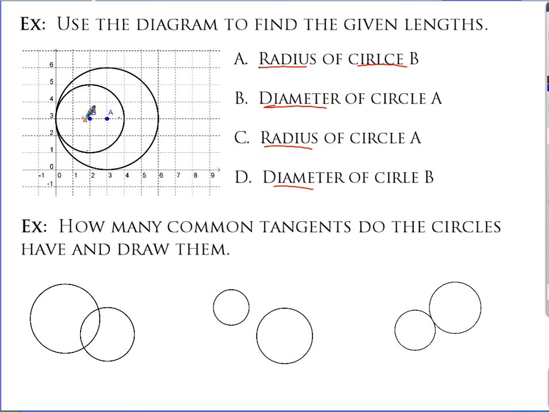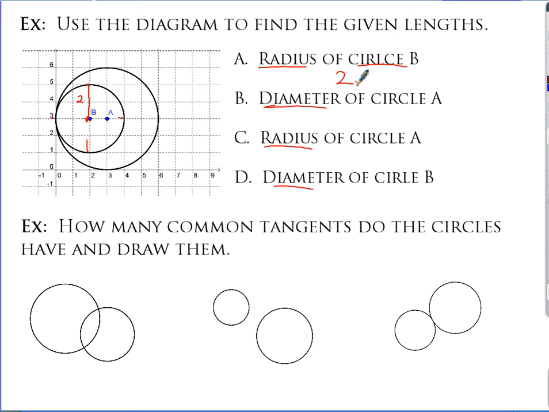What are we talking about when we mean radius? From the center to the circle. So you go from the center out to the circle. How far is that? 2. That's 2, that's 2, that's 2. So it's 2 in every direction, so the radius is 2.